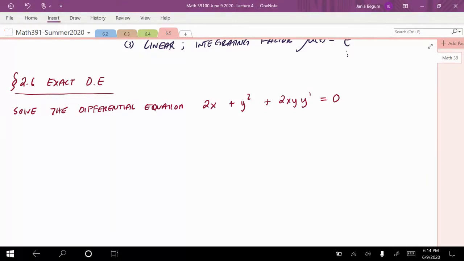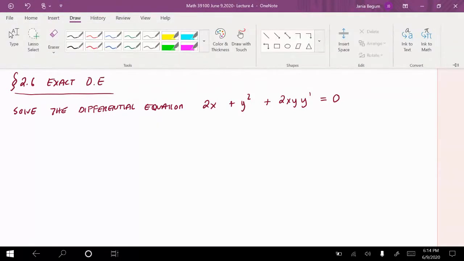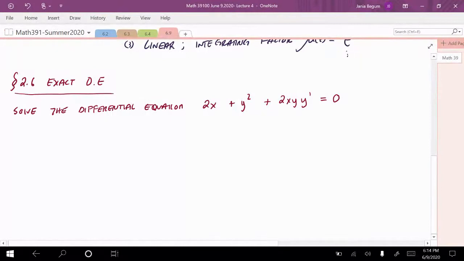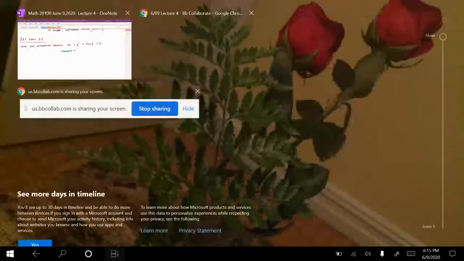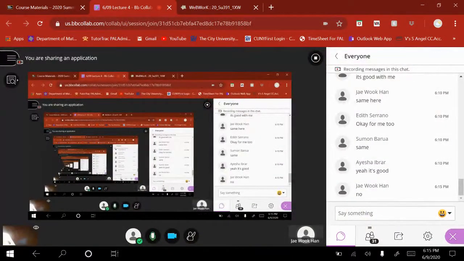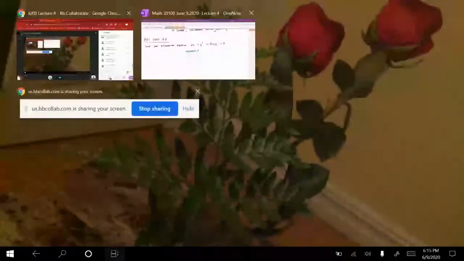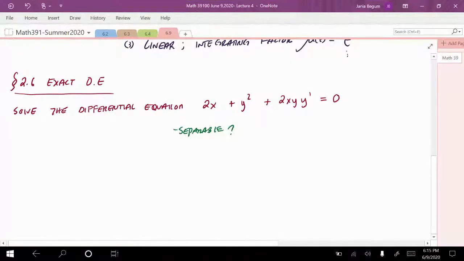If you look at it, is this separable? Because that's the first method we studied, right? Is it separable? What do you guys think? Okay, Jay said no. Good. It's not separable because there's no way we can isolate y and x with its derivative, right? So it's not separable. That doesn't work. Now, is it homogeneous?